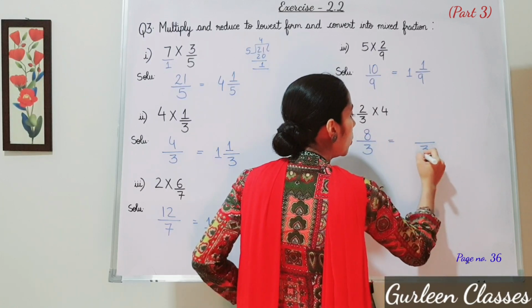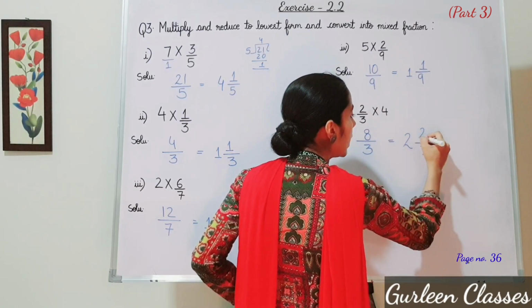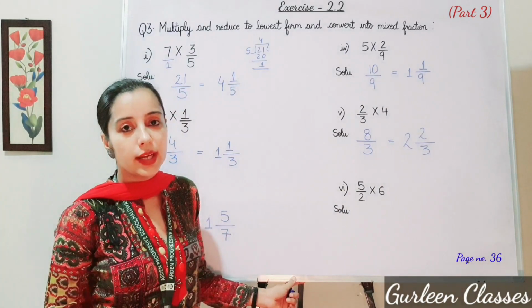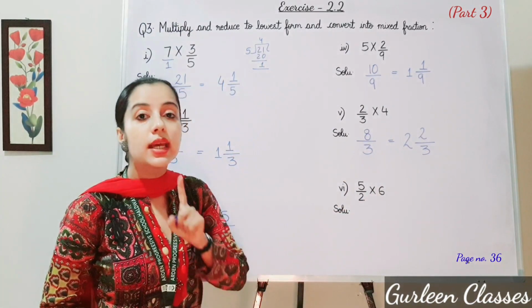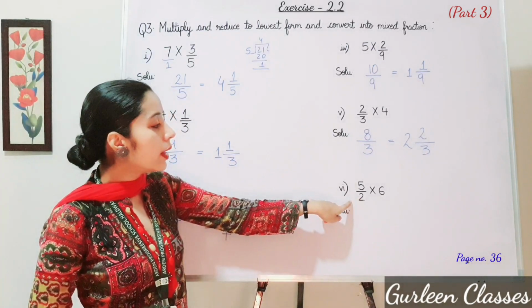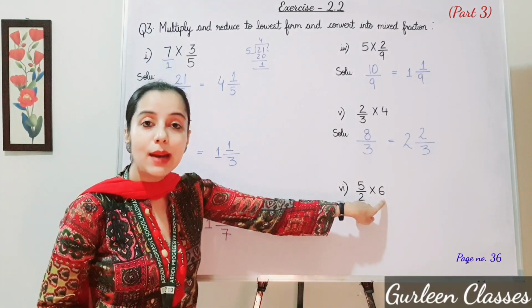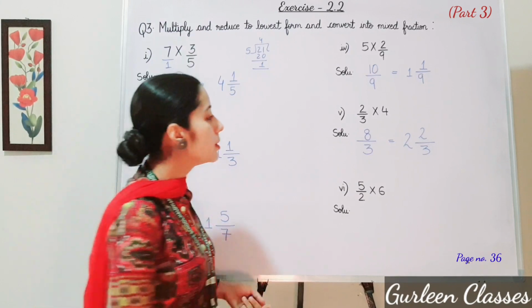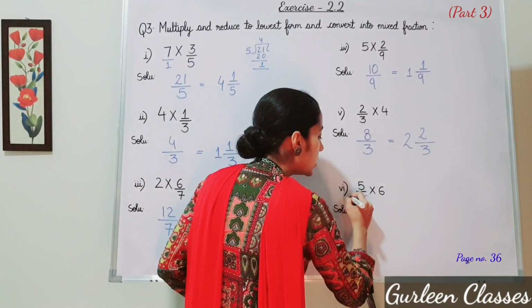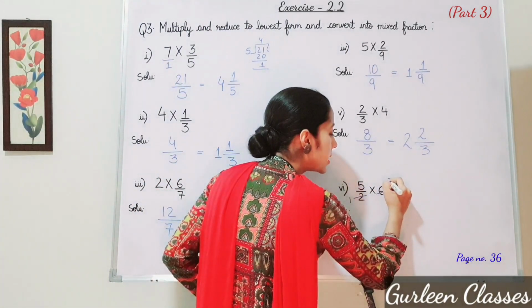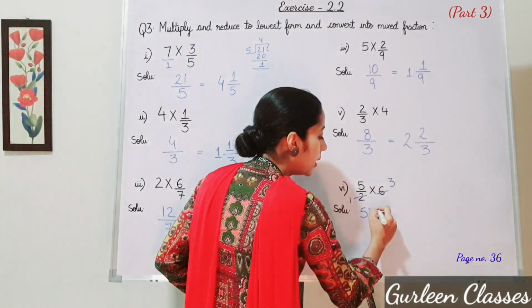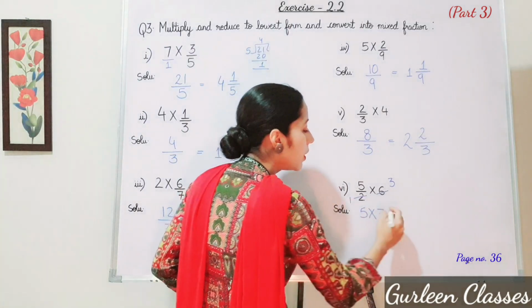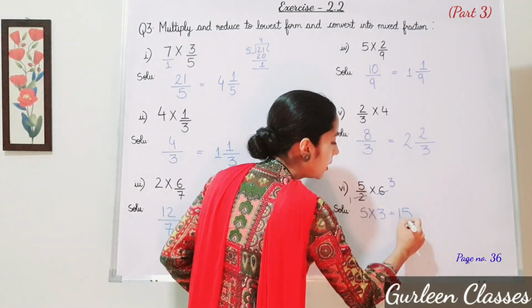Convert 3 2s are 6 plus 2, that is 8. 2 whole 2 upon 3. Next part, 5 upon 2 into 6. Students, here denominator you have 2 and numerator is 6. It can be reduced into lowest term. So let us reduce. 2 ones are 2, 2 3s are 6. So now numerator we have 5 into 3 and denominator is 1. So do not write, just write numerator.